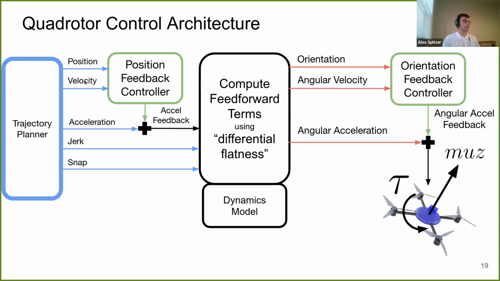You take the position and velocity, compare them to what is actually there in the robot, and adjust the acceleration to compensate. So this is a second order feedback controller. And the same thing happens on the orientation. There's a second order feedback controller that takes in the orientation, which is the position term, and the angular velocity, which is the velocity term, and we get some adjustment to the angular acceleration.